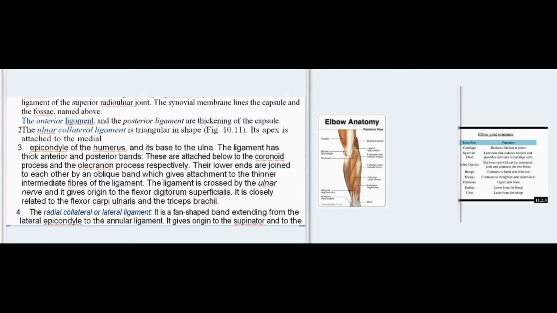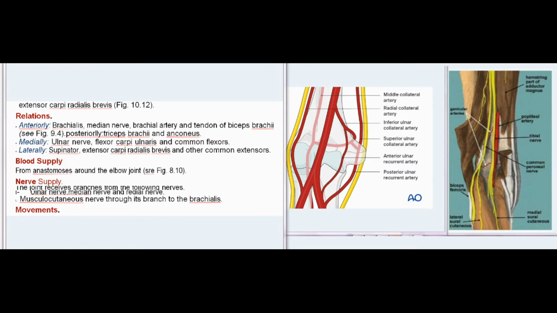3. The radial collateral or lateral ligament is a fan-shaped band extending from the lateral epicondyle to the annular ligament. It gives origin to the supinator and to the extensor carpi radialis brevis, Fig 10.12.